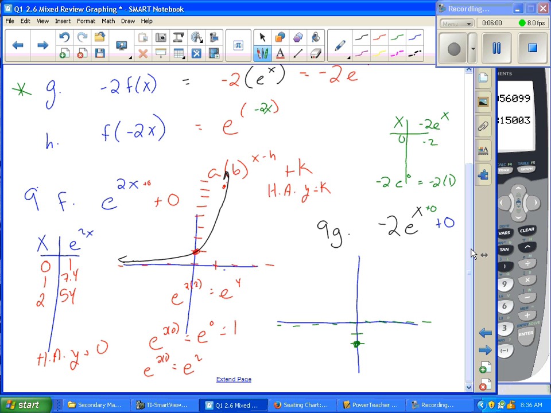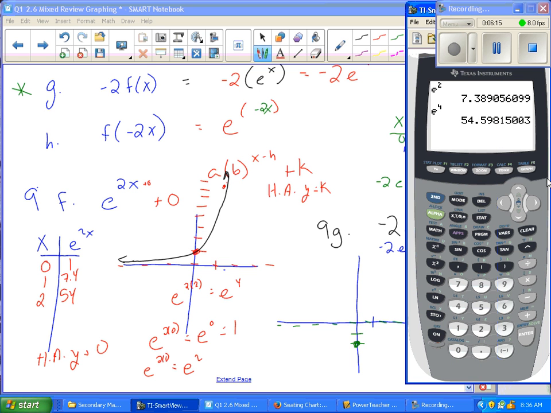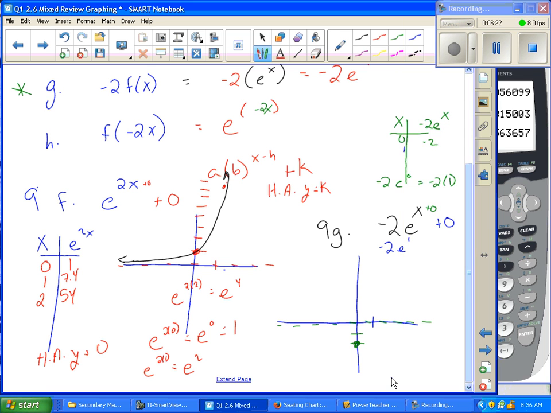And then because this exponent x is positive, I know this is going to be exponential growth. So I'm going to choose values to the right of the x value of 0, say 1. So then I'd get negative 2e to the first, and I can just type that in. Negative 2e, and then to the first power is just the same as e. So I get negative 5.4. So like maybe something right there.